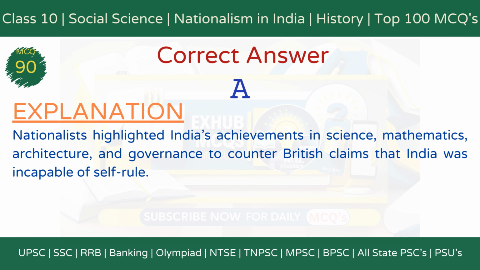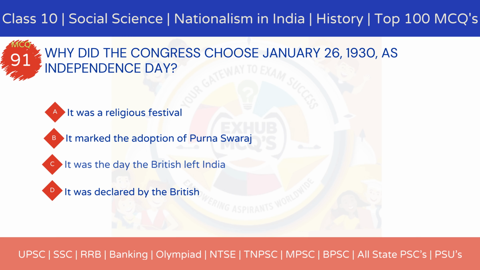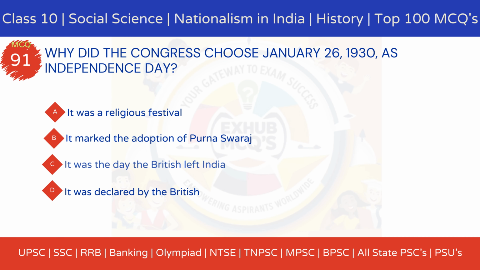The correct answer is option A. To argue that India had a history of self-rule and prosperity before British colonization. Explanation. Nationalists highlighted India's achievements in science, mathematics, architecture, and governance to counter British claims that India was incapable of self-rule.